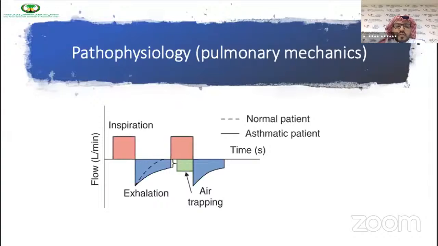This is a diagram that shows time versus flow in pulmonary mechanics. You can see during the exhalation, it should go to zero in a normal patient, but in asthmatic patients, it doesn't go to zero, where there is air trapping. You can see it in the green square. This can be appreciated more if you have a ventilated patient with asthma, and as you can see it on the screen of the ventilator.